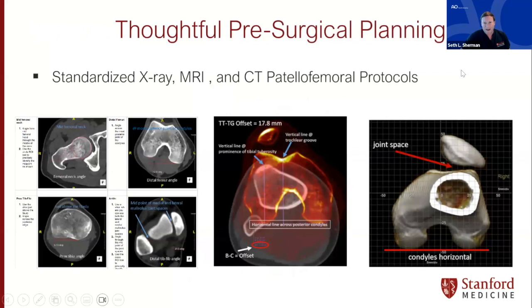And so this will come down to thoughtful pre-surgical planning. We need standardized X-ray series every time. We need MRIs the majority of the time, if not all the time. And then rarely we can use CT scans, certainly for complex patients or failed patients, to help us to really be accurate in our decision making.